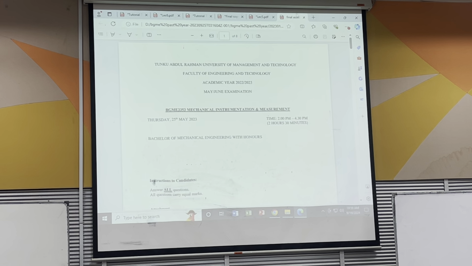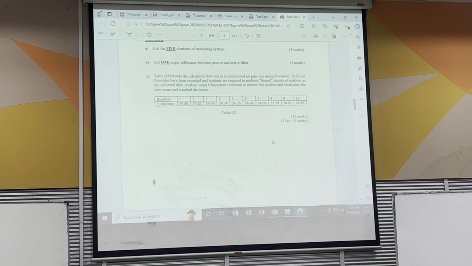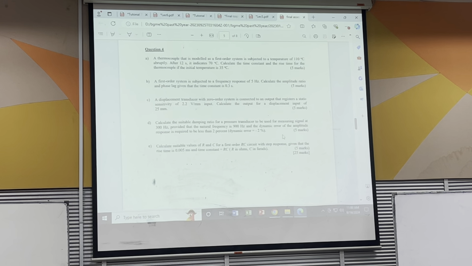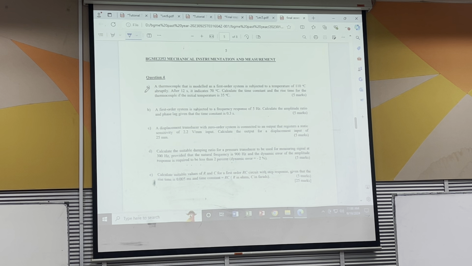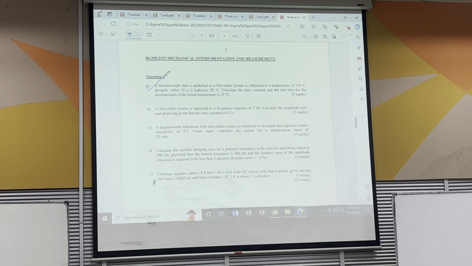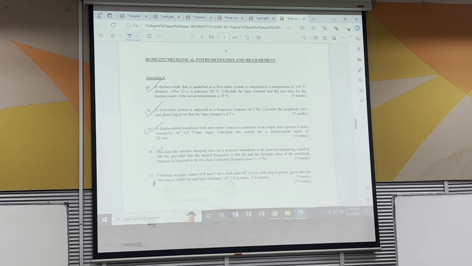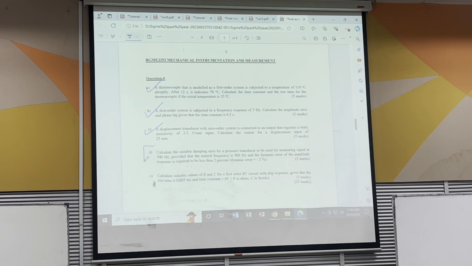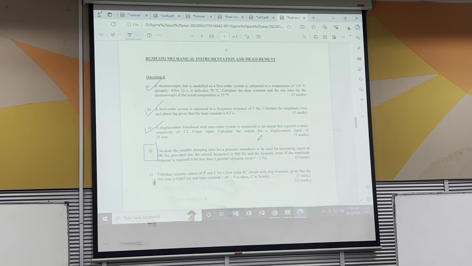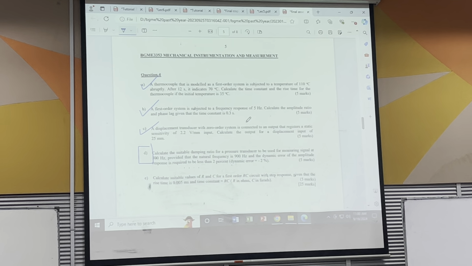So let me find something that can make you think. Okay, nice. Question A we did before. Question B we did before. Question C we also did already. Question D: calculate the suitable damping ratio for a pressure transducer to be used, provided the frequency is this, and the dynamic error of the amplitude is required to be less than 2%.